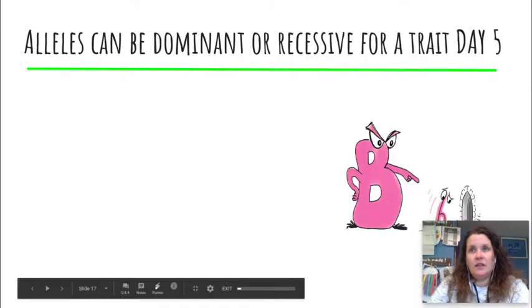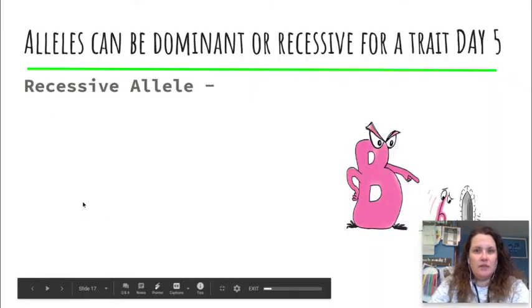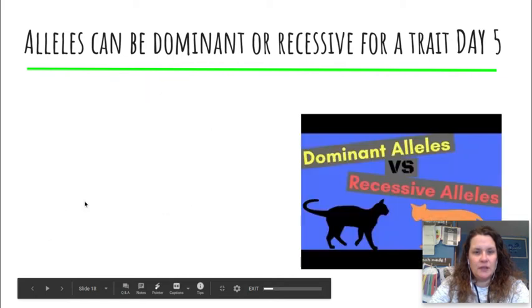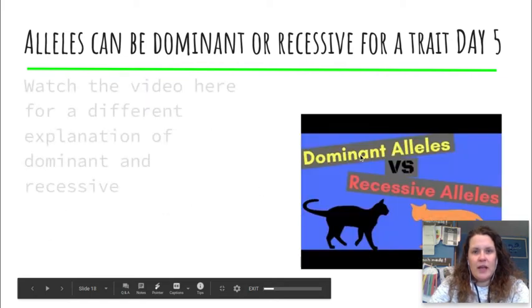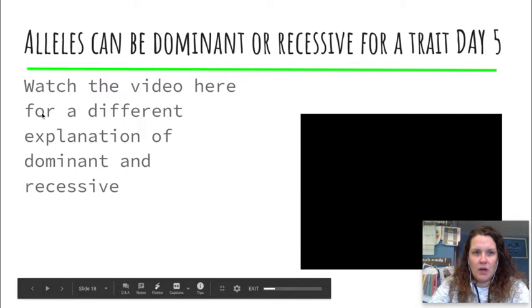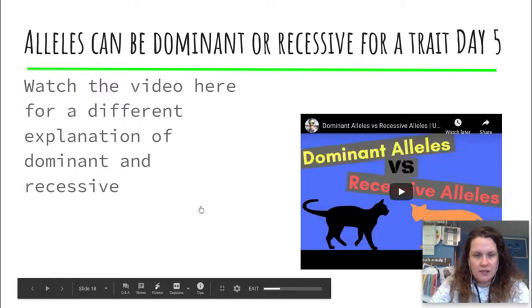Sorry. So for our dominant alleles, we use uppercase letters, and for our recessive, we use lowercase letters. Okay, you have this little video right here, so go ahead and watch that for a different explanation, a little bit different on dominant and recessive alleles.